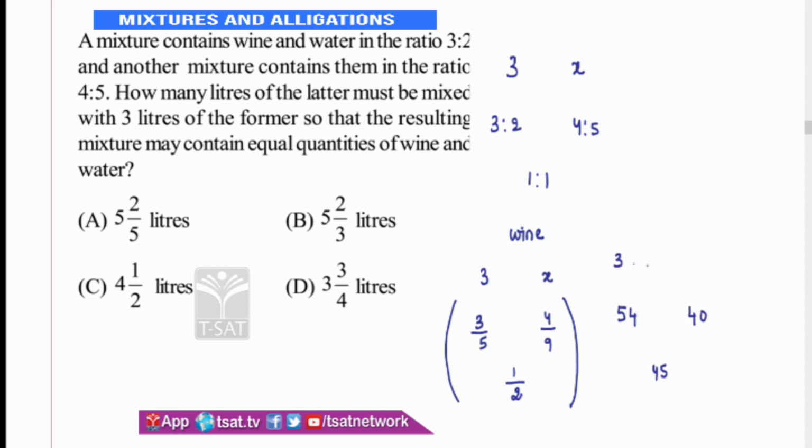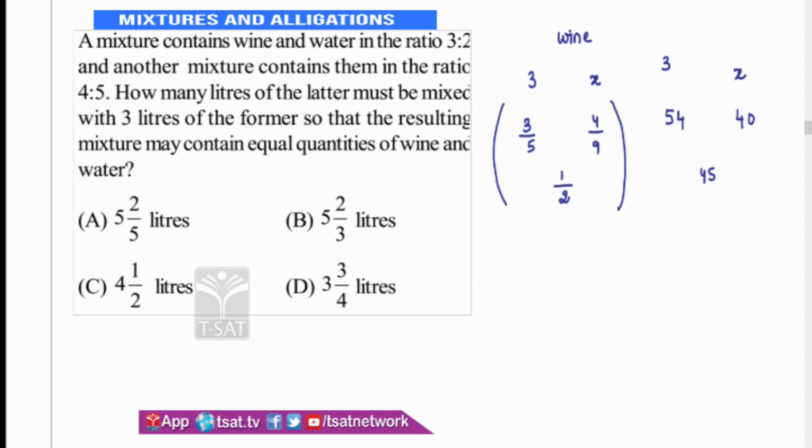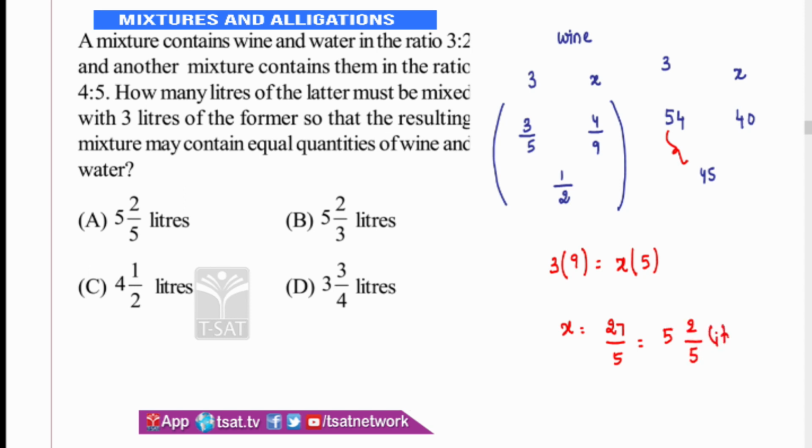Now 3 and x. The formula says n1 d1, that is 3 into the difference between them, which is 9, equals x into the difference between them, which is 5. So the latter is how many liters? You can say 27 by 5, that's 5 2 by 5 liters. So how many liters of the latter must be added? 5 2 by 5 liters of the latter must be added.